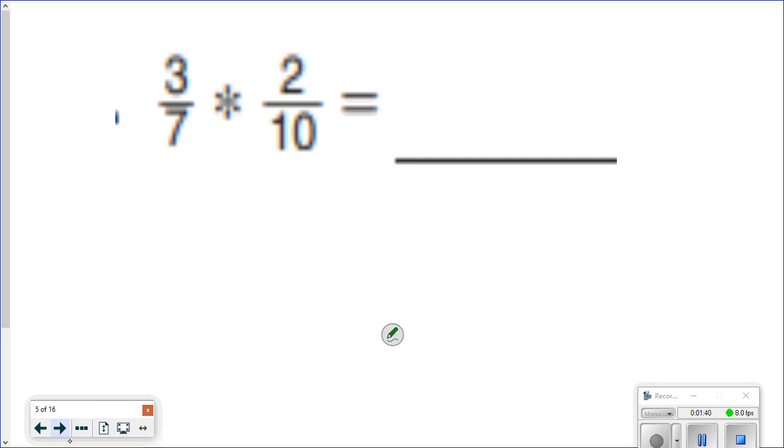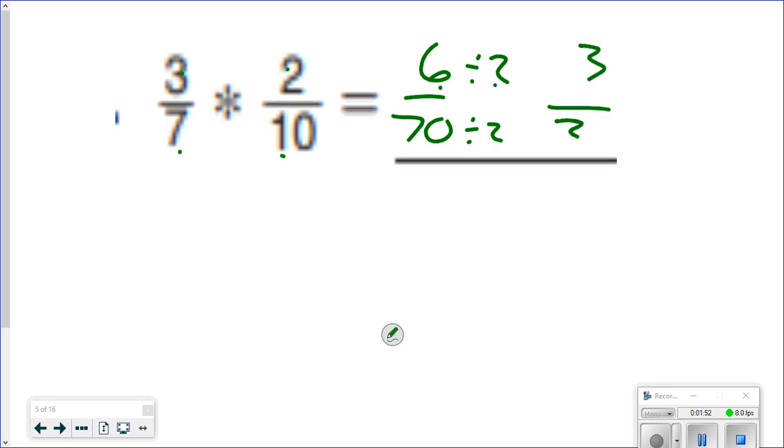3/7 times 2/10. 3 times 2 is 6. 7 times 10 is 70. Well, if I'm going to break these down, I'm going to divide them both by 2. Divide by 2. 6 divided by 2 is 3. 70 divided by 2 is 35. 3/35.